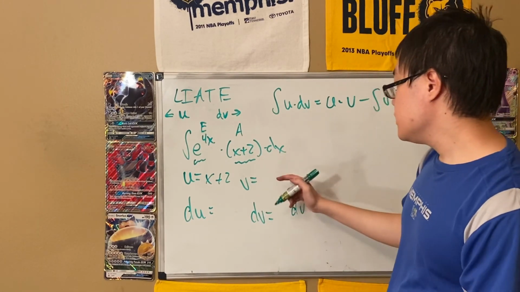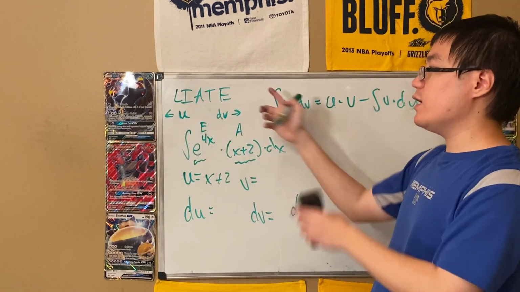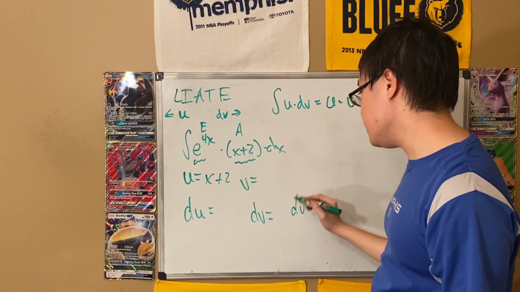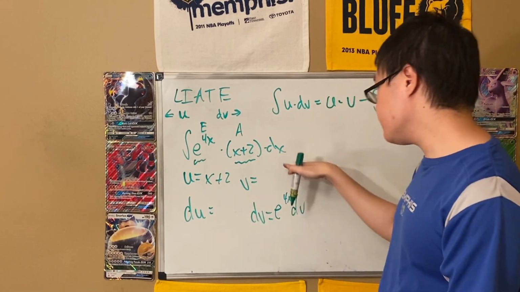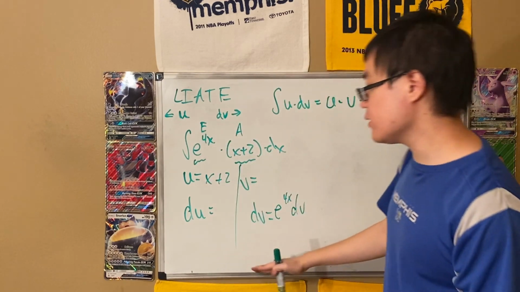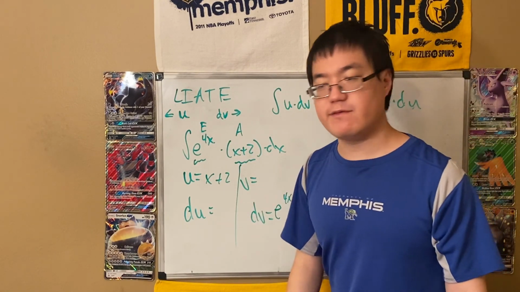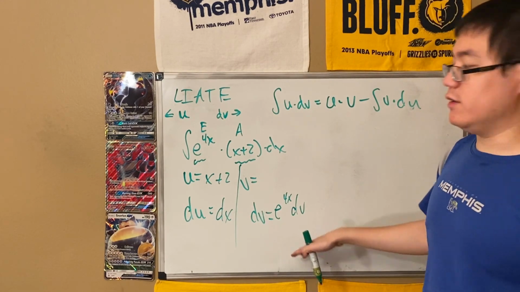To finish this out, what makes that dv? Well, dv will be towards the right of the acronym because of e to the x. So e to the 4x is going to be on this part of the acronym. So now we're ready to take the derivative of this side, take the integral of this side. What's the derivative of x plus 2? That's easy, dx.